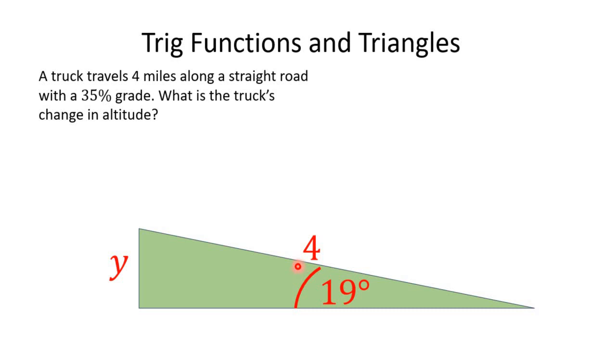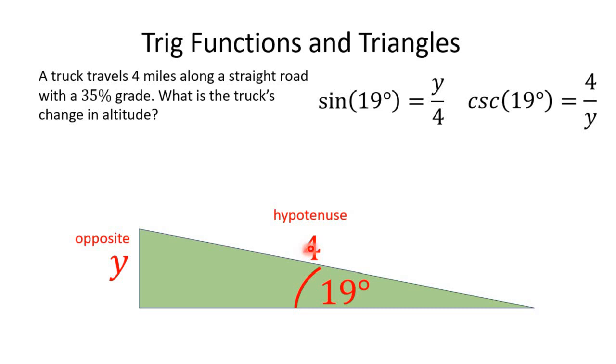All I have to do is consider which trig function involves these two sides for the angle 19. So which two trig functions involve the opposite and the hypotenuse of the 19-degree angle? Well, I could either use the sine of 19 degrees, which would be the opposite y over the hypotenuse, or I could use the cosecant of 19 degrees, which would be the hypotenuse 4 over the opposite y. I prefer the one that has the y in the numerator, so I'm going to use that trig function to solve this word problem.